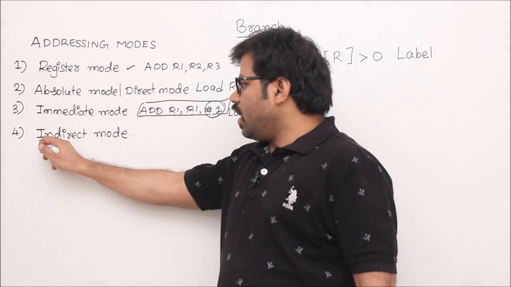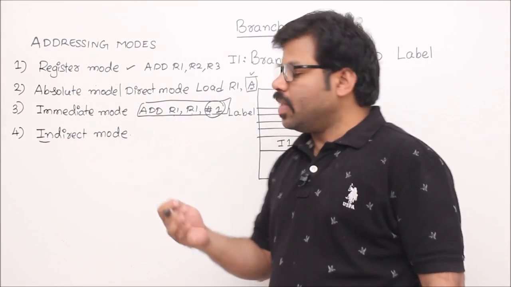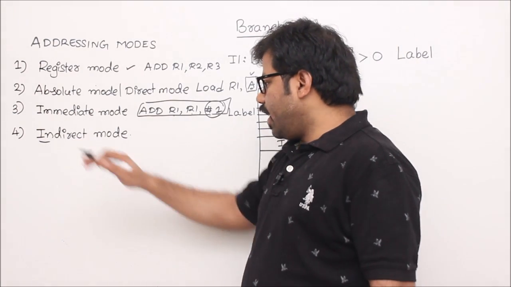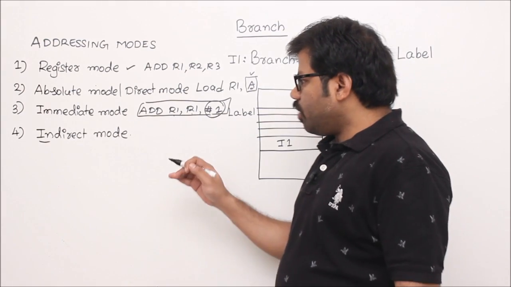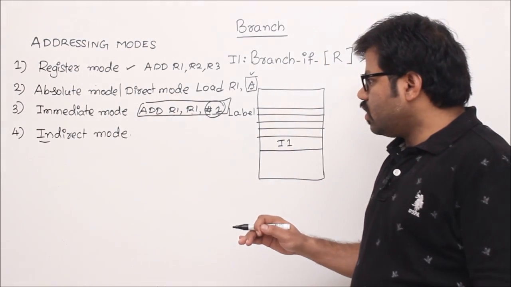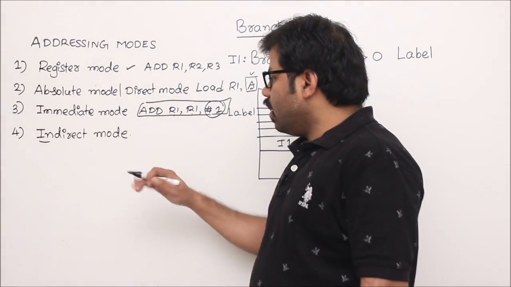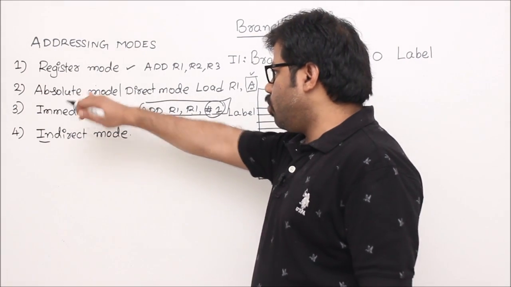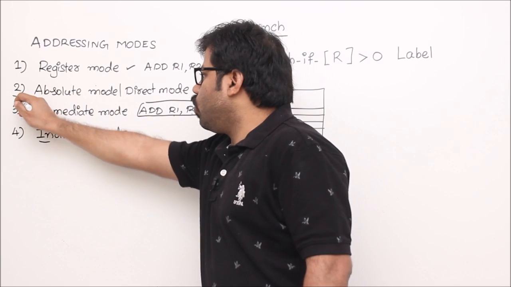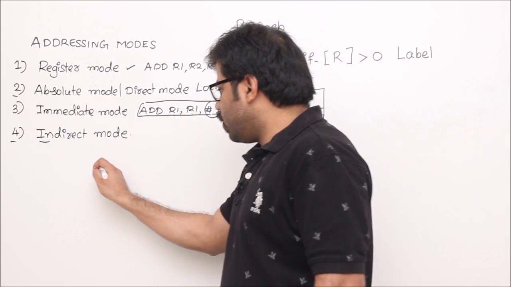Now we will see indirect mode. These are all just names. So what is indirect mode? There are two indirect modes actually. We will see one by one. In indirect mode, we are going to specify the operand indirectly, not directly like absolute mode. So what is the difference between the two? We will see. For that I will give a story.